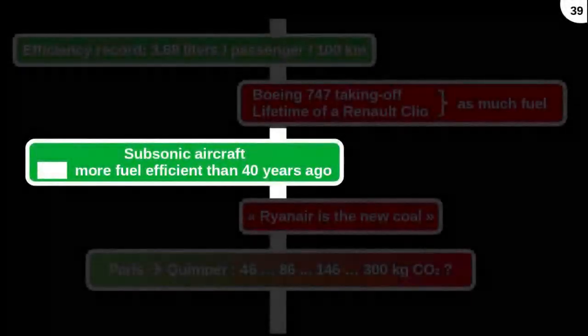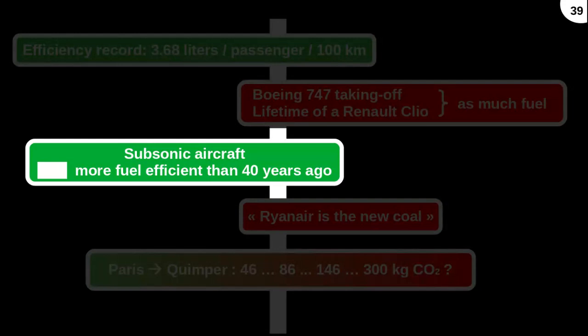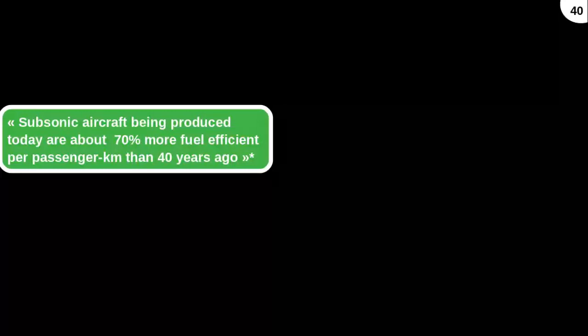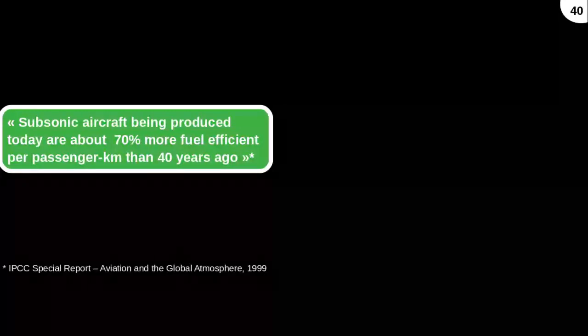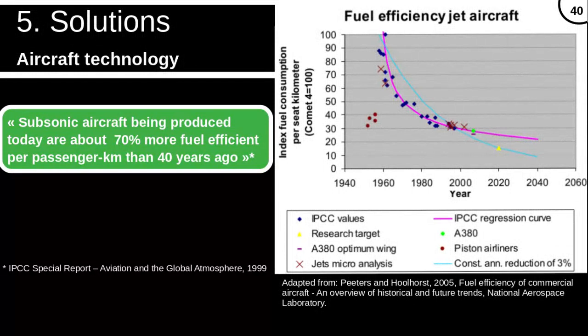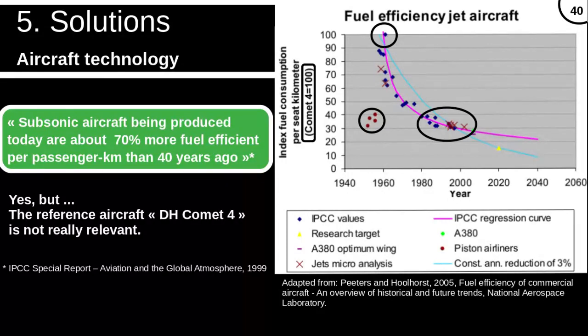Aircrafts more fuel-efficient than 40 years ago. Do you remember by how much? 70%. Here is the quote from a special report on aviation published in 1999. It's about technical advances on fuel efficiency of aircrafts and compares these points to this one. But this reference point is an aircraft named DH Comet 4, and this first jet airliner was much less fuel efficient than the piston aircrafts produced just before. So, 70% better, yes, but the reference is not really relevant.